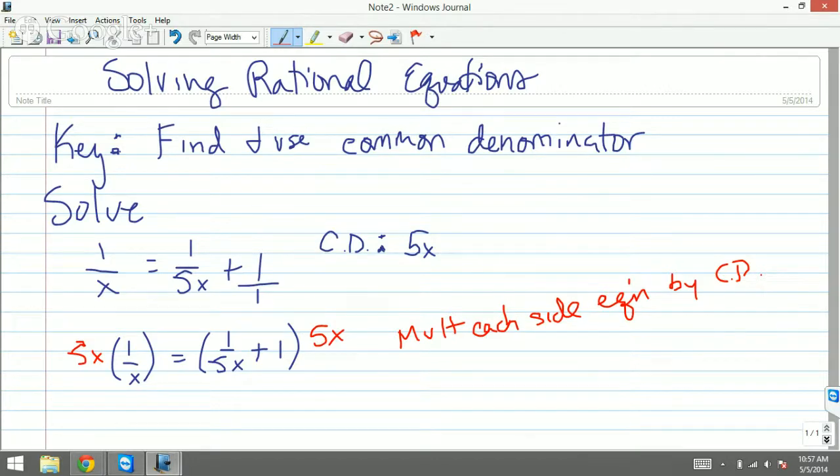Equation. Okay, so over here, 5x times 1 over x is? Is she right? Anybody agree with her? 5. So this is what you end up with, right? 5x over x. What does that give you? The x's cancel out, folks.